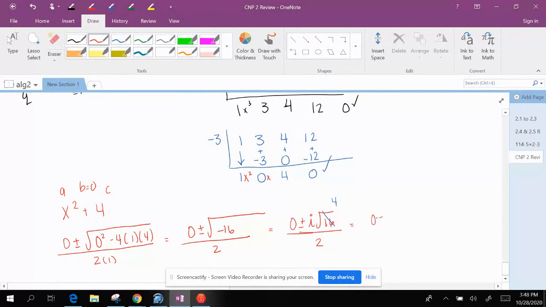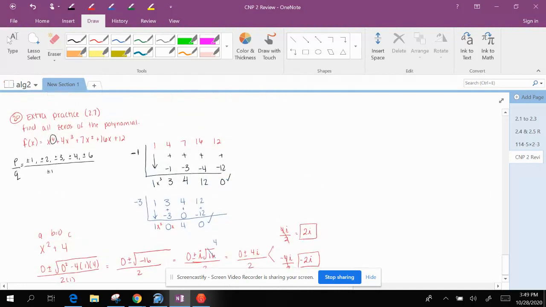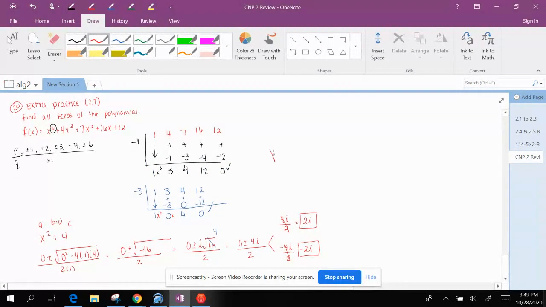So now I have 0 plus 4i and minus, over 2. 4i over 2 and negative 4i over 2. They simplify to be 2i and negative 2i. That one wasn't so bad. I should have 4 possible zeros. I do. Negative 1, negative 3, 2i, and negative 2i. And if I wanted to check, I could take any of those zeros, plug them into the original equation, and I should get 0. That would be the way we check.